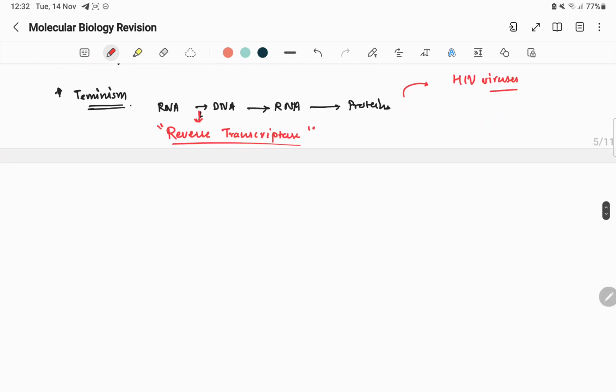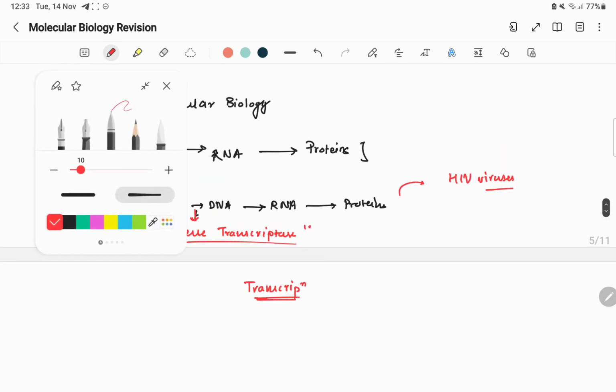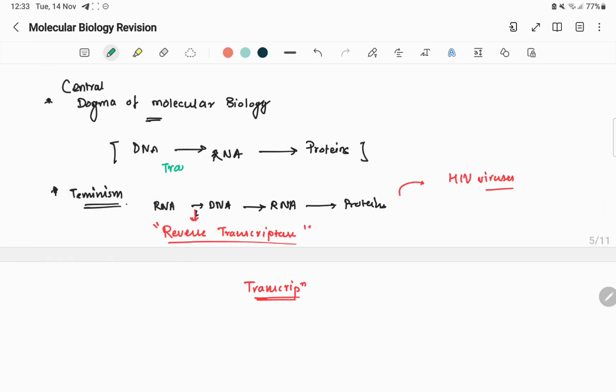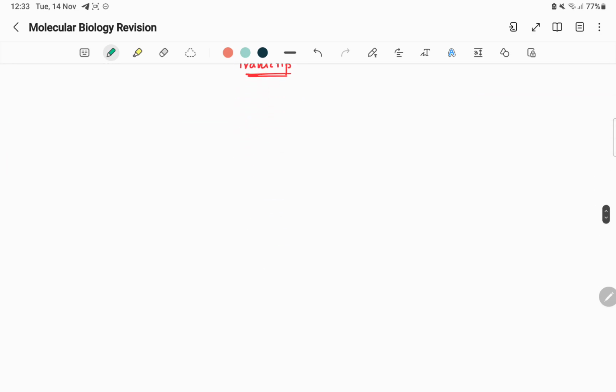Okay, let's discuss transcription in prokaryotes as well as transcription in eukaryotes. We'll discuss transcription and post-transcriptional modifications. You know transcription, this DNA to RNA conversion, and translation is from RNA to proteins. Let's start with transcription.